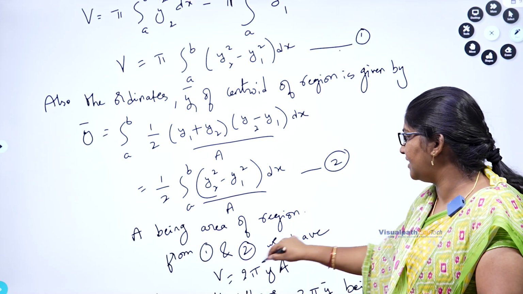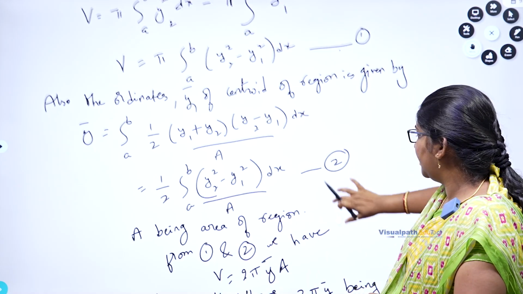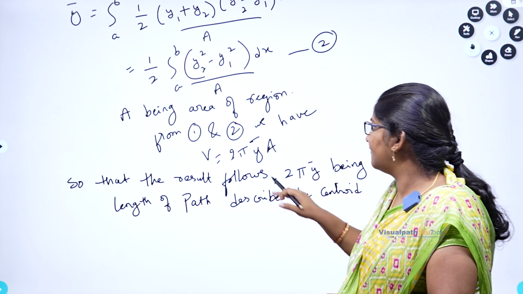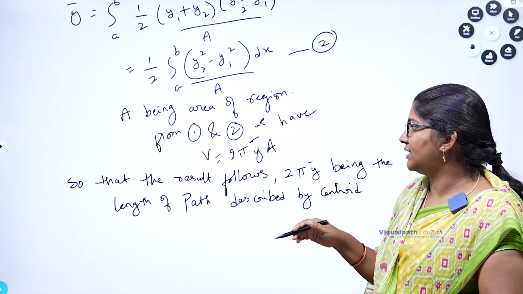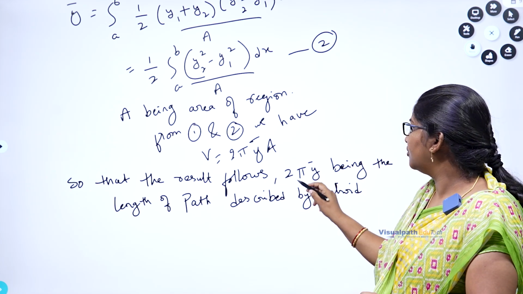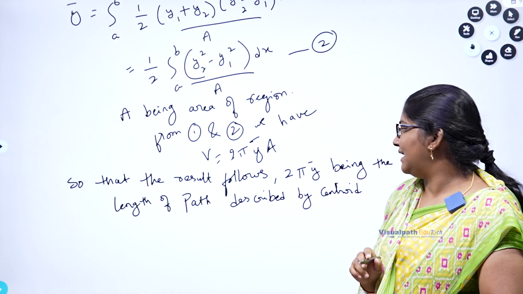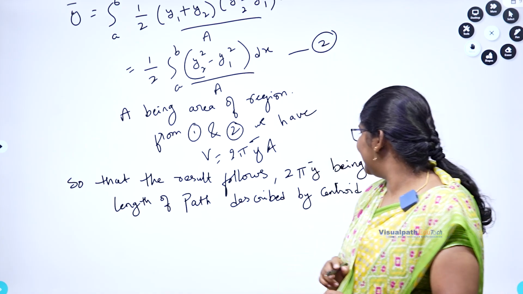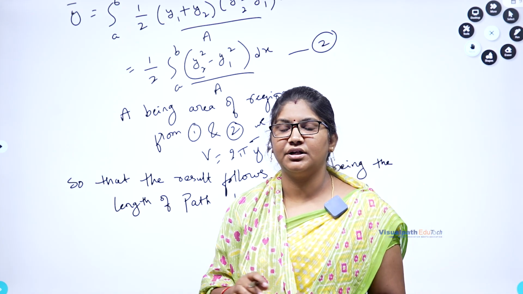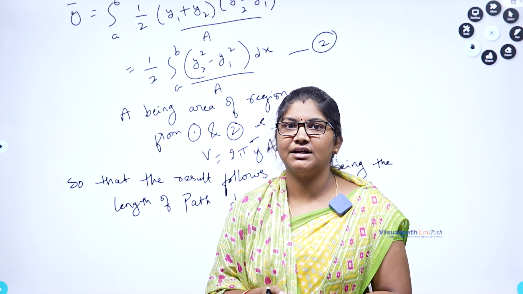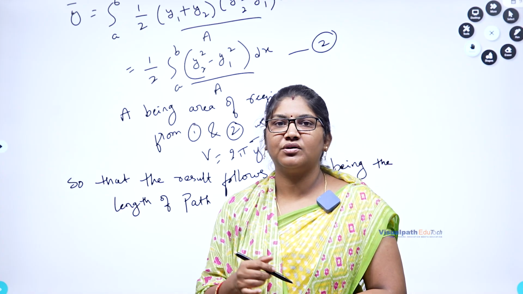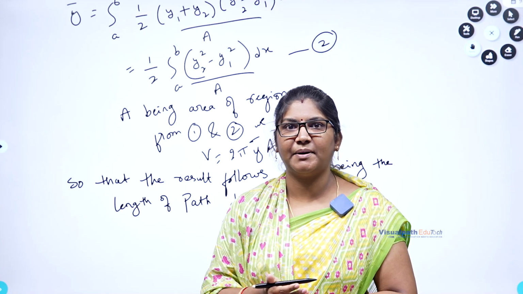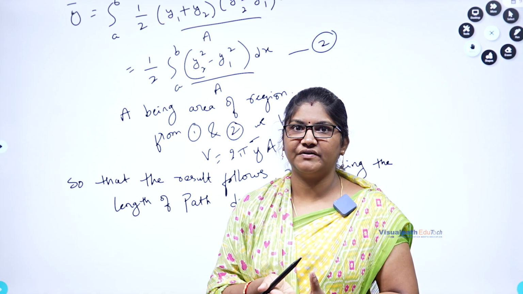From equations 1 and 2, we have V is equal to 2 pi y bar into A, so that the result follows, 2 pi y bar being the length of the path described by the centroid. This is the theorem of Pappus. We have just covered the theory part regarding the volume of revolution.